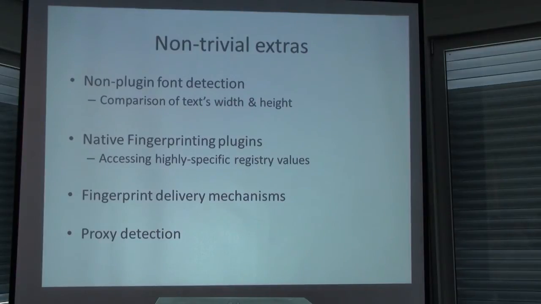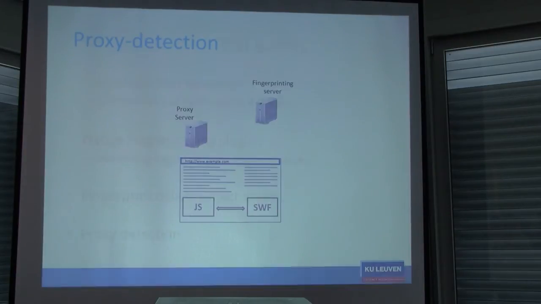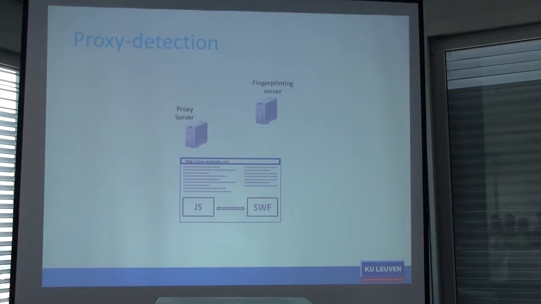And the last one that I want to talk to you about is proxy detection. We found out that companies are able to find out whether you're using HTTP proxies or not. And how do they do that? Well, this is the user's browser, and this is JavaScript and Flash that the fingerprinter has embedded. And we saw the following. We saw the creation of a long pseudo-random token by JavaScript, which was then used to make a request out on the network.